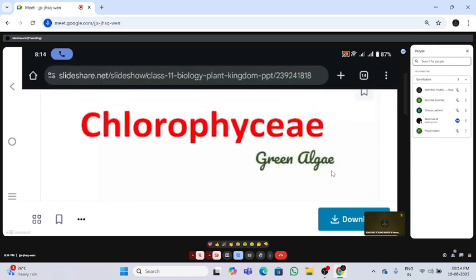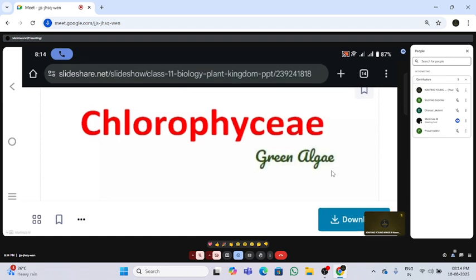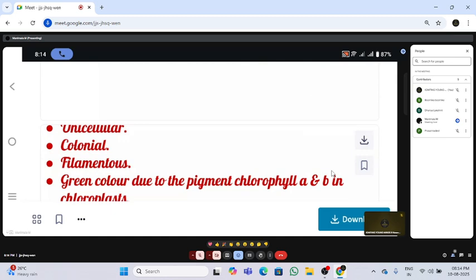The Chlorophyceae is also known as green algae or grass green algae. Why is it called green algae? Due to the presence of green color from chlorophyll A and chlorophyll B pigments. Majority of these algae are unicellular, and some are colonial. They live in fresh water, aquatic water. In Chlorophyceae, the largest unicellular alga is Acetobularia.